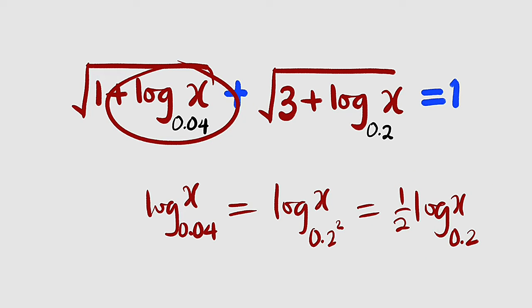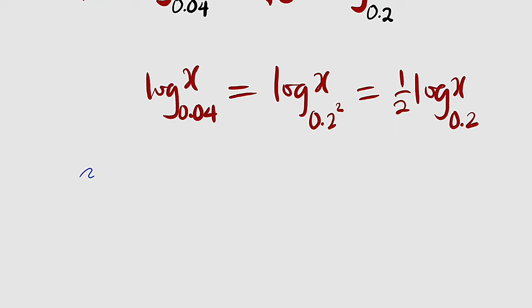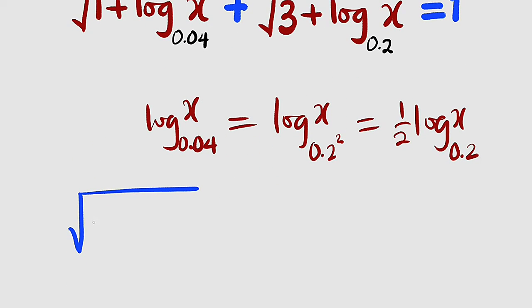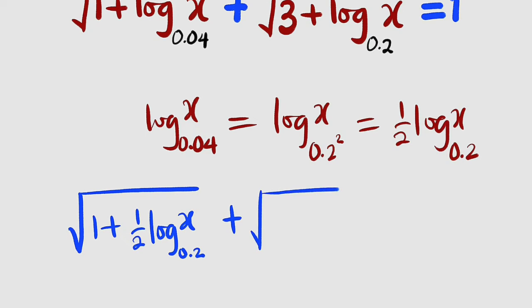So let's do that. On the left hand side, we have the square root of 1 plus 1 divided by 2 multiplied by log of x with the base of 0.2. We add it to the square root of 3 plus log of x with the base of 0.2. The whole of this equal to 1.